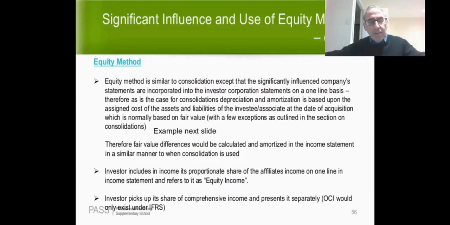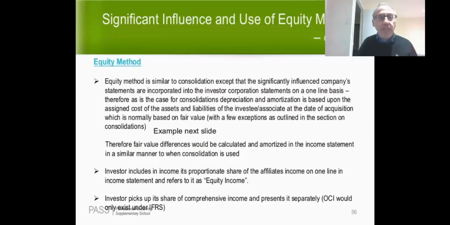The investor picks up its share of the associate or investee on one line, which we call equity income, and also on one line in the balance sheet, which we call investment in whatever the company is. So it's similar to consolidation, but it's all done on one line.